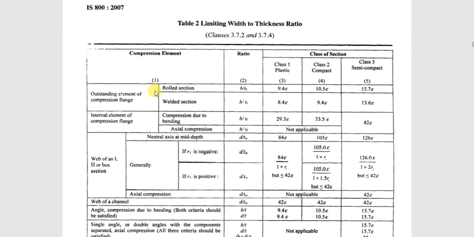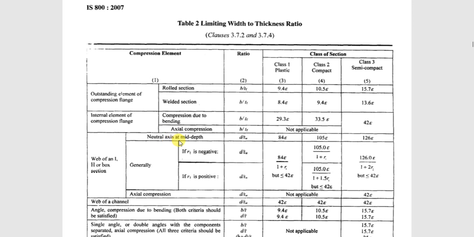So we're going for rolled steel section. We need two values, one at the outer compression flange and one at the neutral axis at mid depth. The b width of flange to the thickness of flange ratio for the plastic case is 9.4 epsilon, for compact class 2 it is 10.5 epsilon, and for semi compact it is 15.7 epsilon.